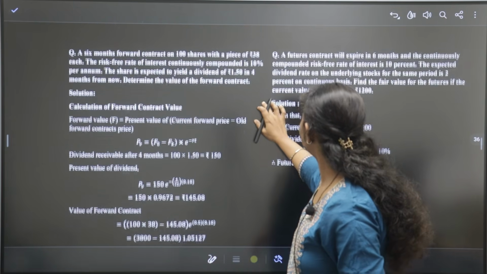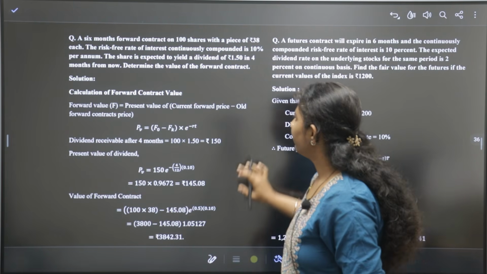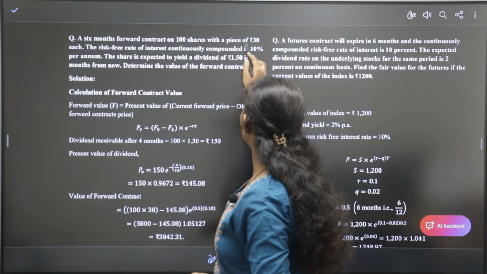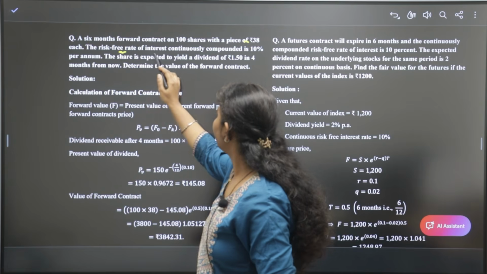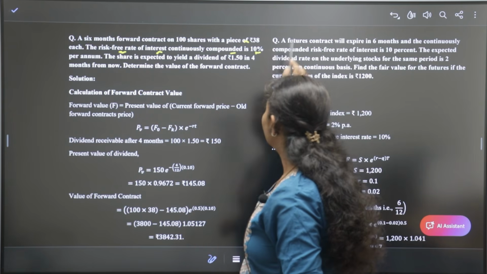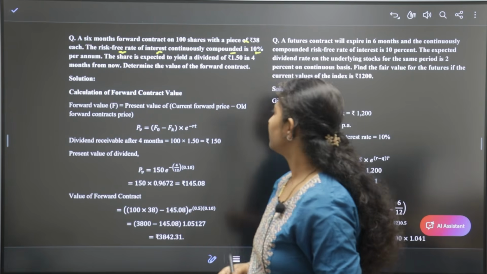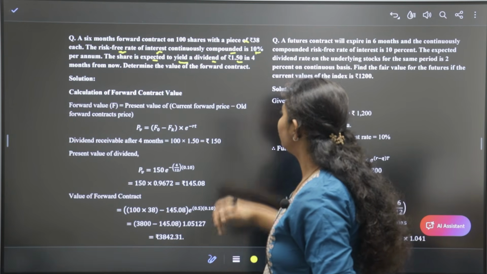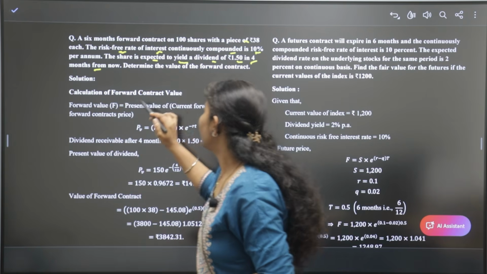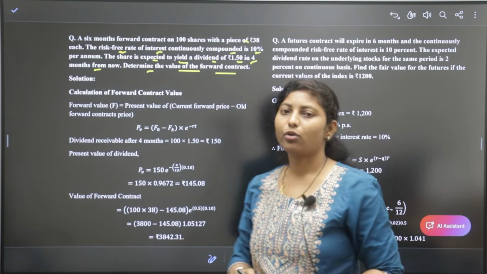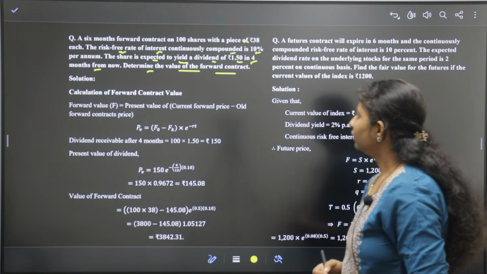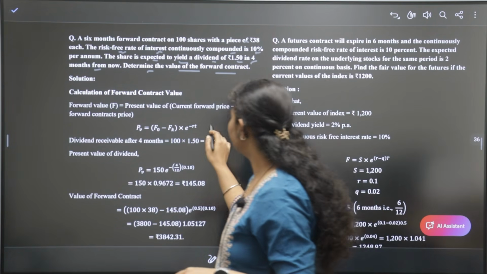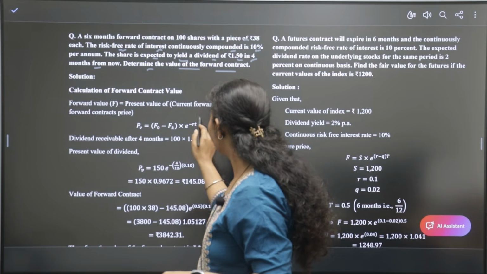Next question, we have a simple problem. A 6-month forward contract on 100 shares with a price of 38 each. The continuously compounded risk-free interest rate is 10% per annum, and the share is expected to yield a dividend of 1.50 in 4 months from now. Determine the value of the forward contract. So we need to calculate the forward contract value. Very simple. Just remember this formula and go. You can solve the problem.